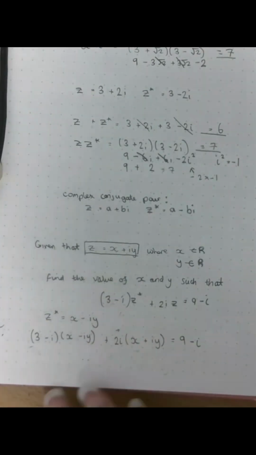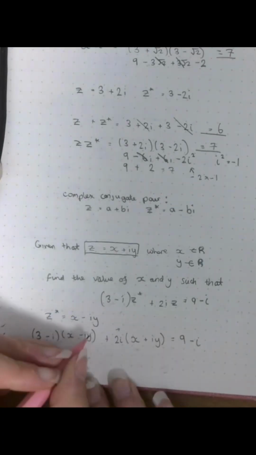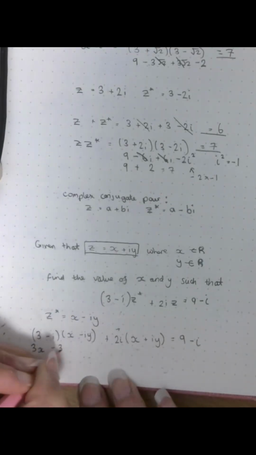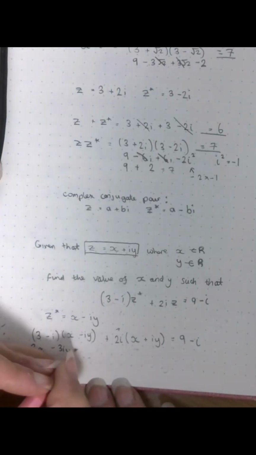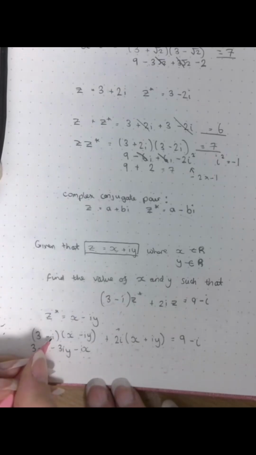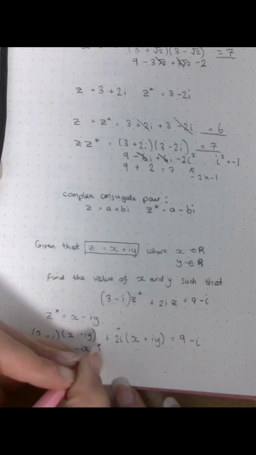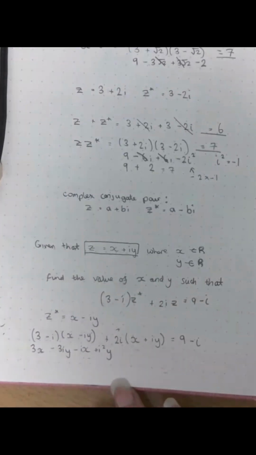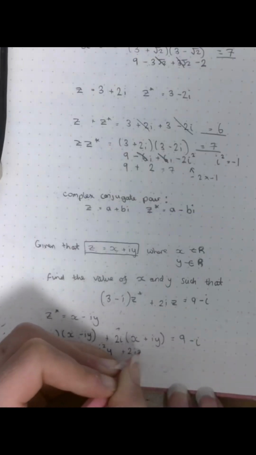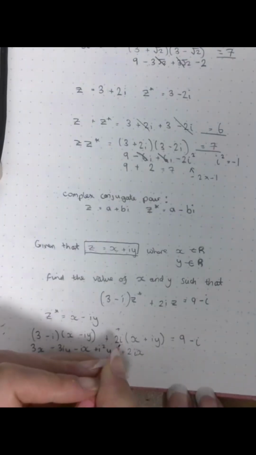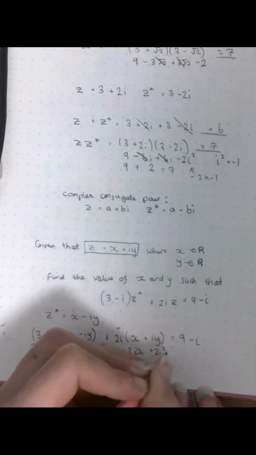So let's now expand that out. 3 multiplied by x will be 3x. 3 multiplied by minus iy will be minus 3iy. Then minus i times x will be minus ix. And then minus i multiplied by minus iy will be plus i squared y. Then we have our plus 2i multiplied by x, that will be 2ix. And then 2i multiplied by iy will be 2i squared y.